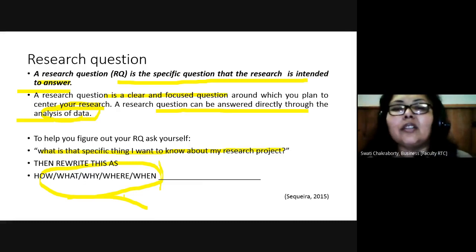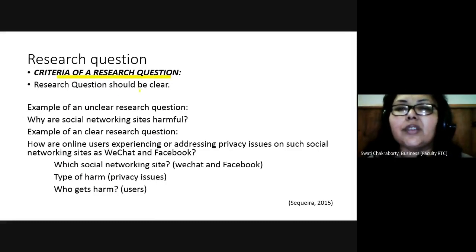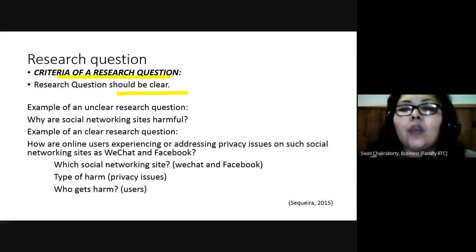So what are the criteria of a good research question? It should be clear. Now, let's give an example of an unclear research question. Why are social networking sites harmful? This is too general, right? It's not clear what exactly it says.